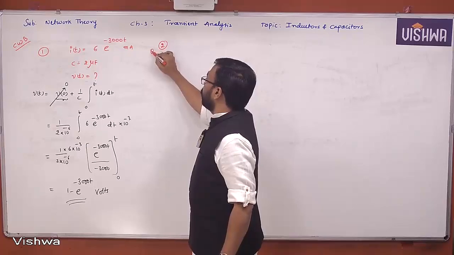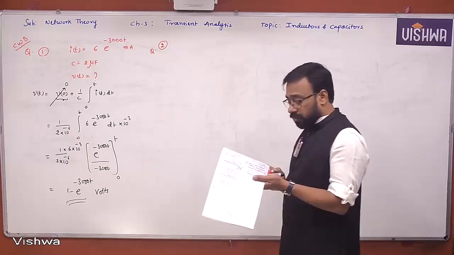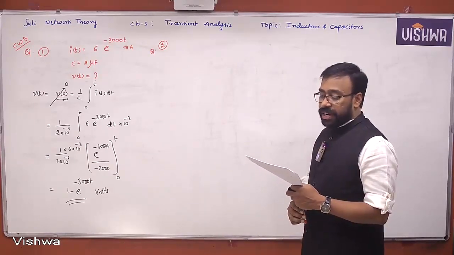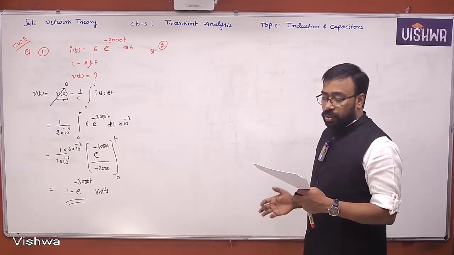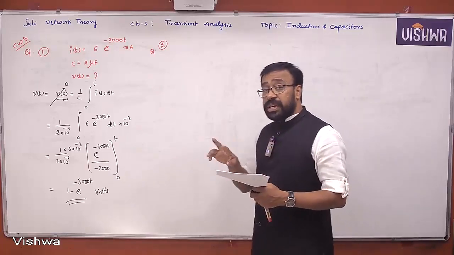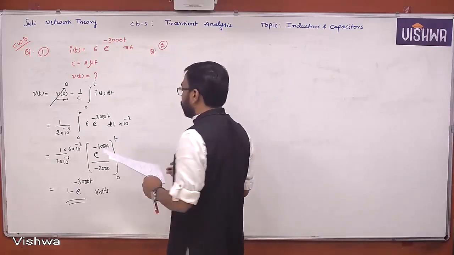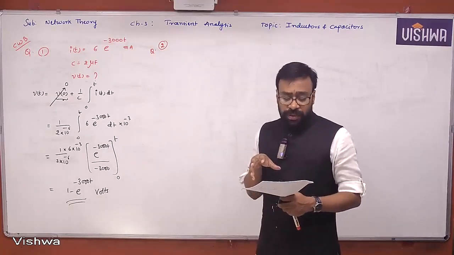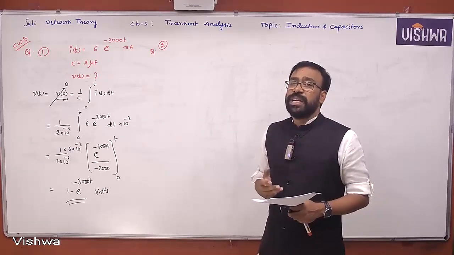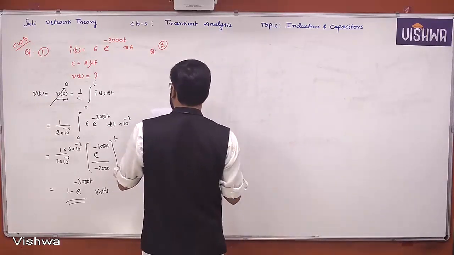Classroom workbook, question number 2. Question number 1 is over. Determine the current through a 200 microfarad capacitor whose voltage is shown in the following figure. Voltage is given, and he's asking for the current through the capacitor. Instead of the mathematical function of the voltage, he has given the waveform. Can't you define that waveform mathematically? Yes, we can. We can also draw the corresponding current waveform.